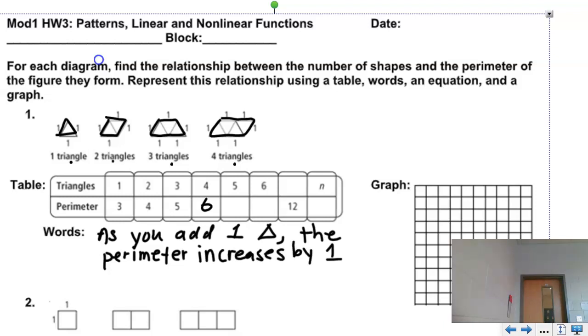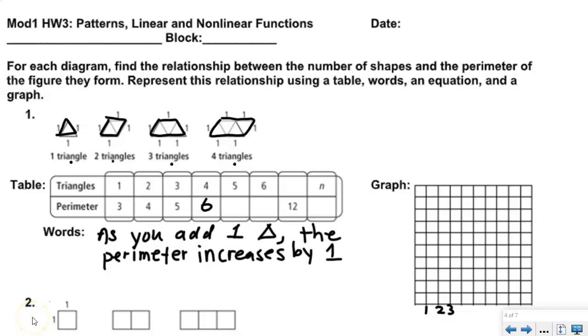And then over here, if I'm going to draw the graph, I can number, let's see if I can write on this thing. No, I can't. Darn it. Okay, I just had to get that fixed. So we want to fill in the table. So probably as we have 5 triangles, we're going to keep following the same pattern. As we have 6 triangles, we go up 1.